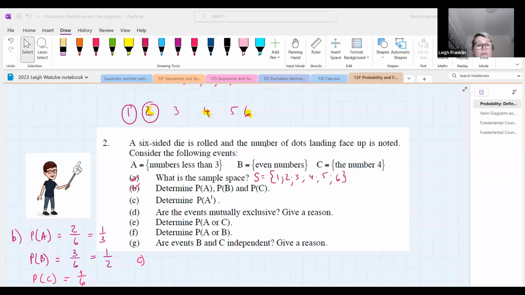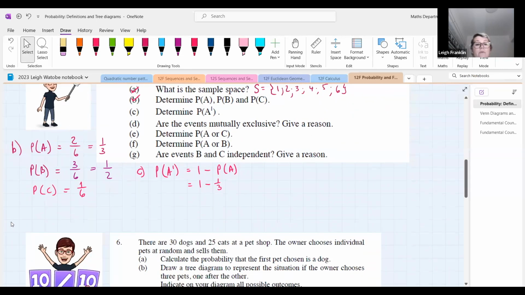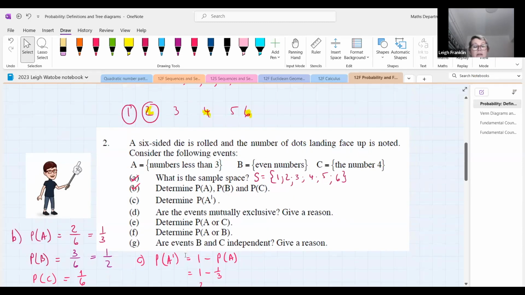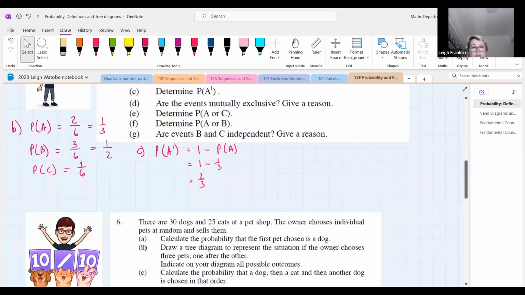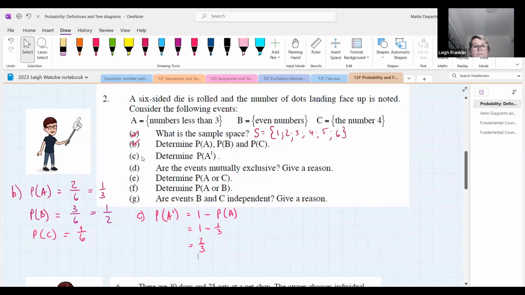Right. So to calculate the probability of A not occurring, it would be 1 minus the probability of A occurring, like so. Because we know that it's a third, here we would end up with 2/3. Okay, so A and not A are complementary events, because it's going to add up to 1.